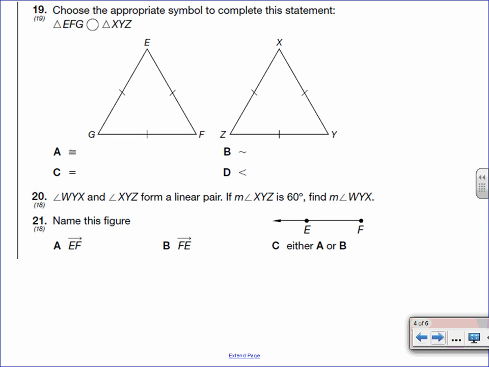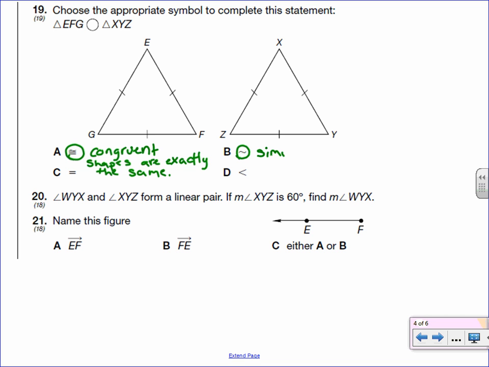Number 19 says, choose the appropriate symbol to complete this statement. So down below, it's important to understand what the symbols mean. This symbol here means congruent. And what congruent means is that the shapes are exactly the same. In B, the squiggly line means similar. And basically what similar means is that the shape might be bigger or smaller, but it still looks the same, and all angles are equal.